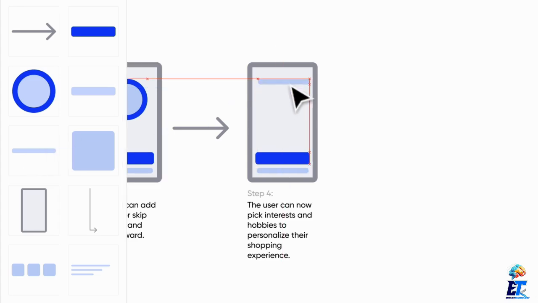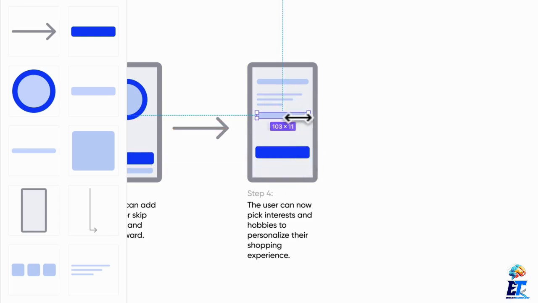So let's put a headline up here. Let's give it some text. Maybe there's a series of checkboxes. We can actually just modify these if we want, just to speed things along. Okay, so now they're prompted to actually pick their interests and hobbies to personalize their experience.